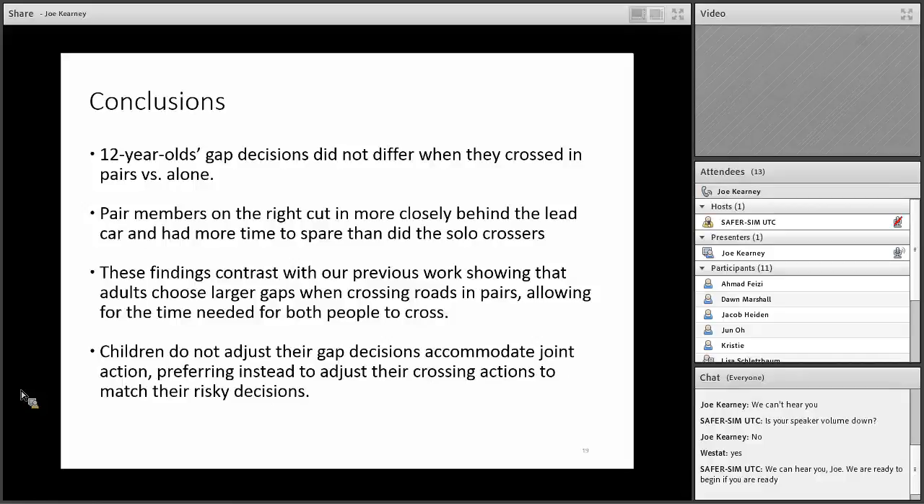This does contrast with the previous study that Joe just talked about, showing that unacquainted adults will choose larger gaps when they're crossing in pairs, which allows for the time needed for both people to cross. So it looks like the children who are with their friends are not adjusting their gap decisions to accommodate joint action. Instead, they tend to cross the road faster, so they're adjusting their crossing actions to match their risky decisions.